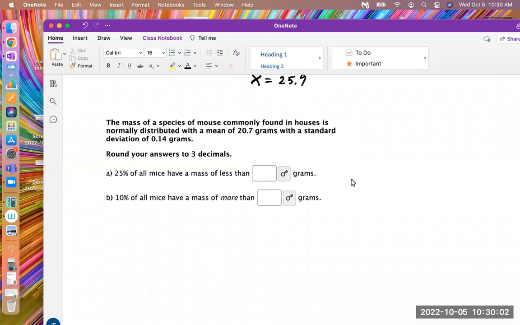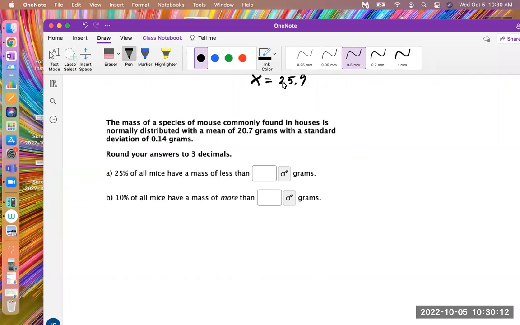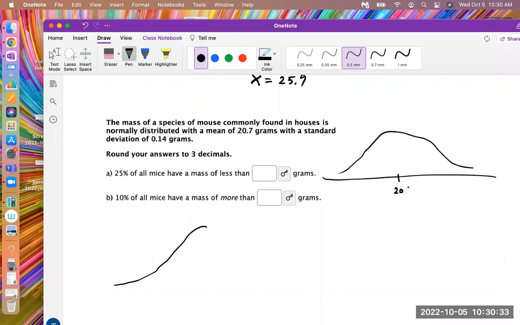The mass of a species of mouse commonly found in houses is normally distributed, with a mean of 20.7 grams and a standard deviation of 0.14 grams. So we can quickly draw a picture. Let me try to draw a picture that goes along with each problem. This is for part A. The mean is 20.7, and both parts are going to have the same mean and standard deviation.